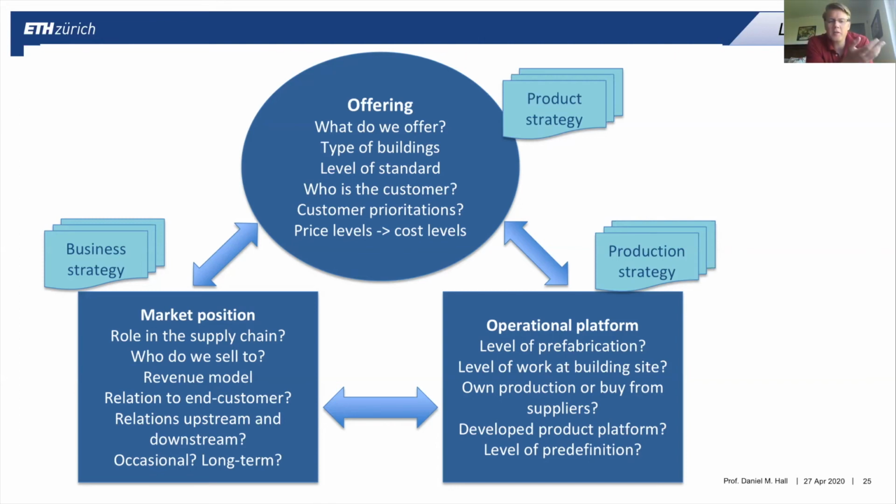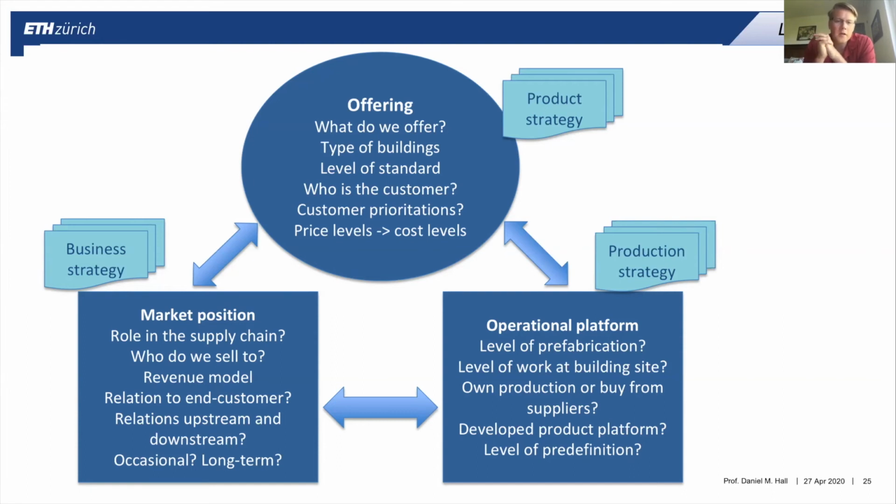Upstream relationships means earlier in the process, who do you need to collaborate with? Who do you need to pay, or who's going to pay you to provide them something? And then downstream is who are you contracting with? Who are you going to pay, and they're going to provide you some piece of work? And are those relationships occasional on a single basis, or do you develop more long-term strategies? So that's your business strategy there.